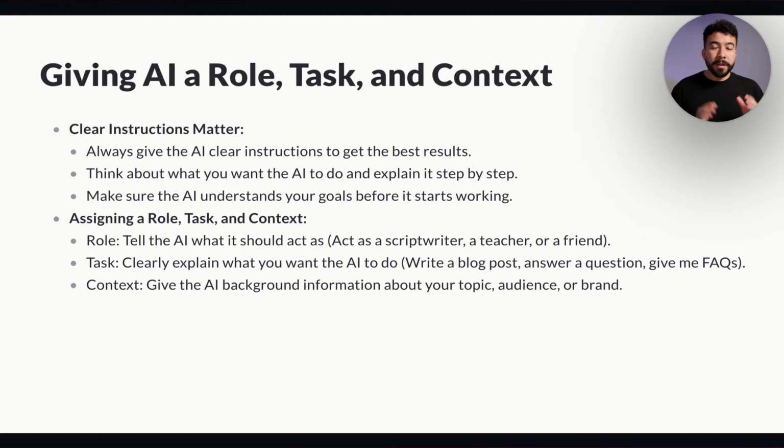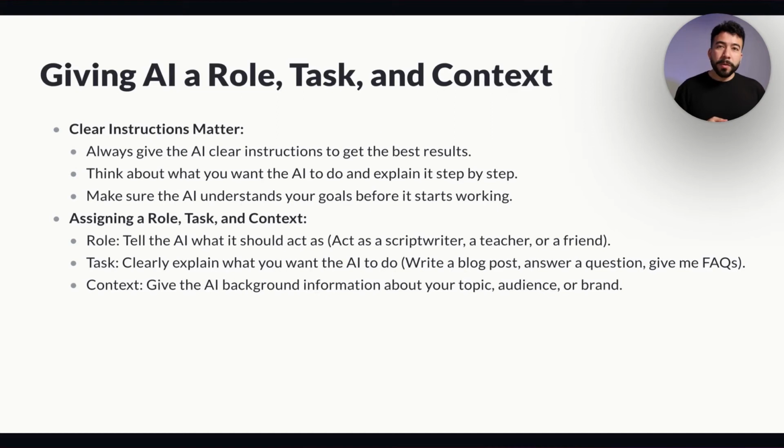All right, so now we have one of the most foundational pieces of AI prompting or prompt engineering. You always want to give AI a role, a task, and some kind of context, just like we've been explaining here. Why does it matter? Well, clear instructions matter. You always want to give AI clear instructions to get the best results. You want to think about what you want the AI to do and then explain that step by step in the input of the prompt. You want to make sure that AI understands your goals, your audience, and your context before it starts working.